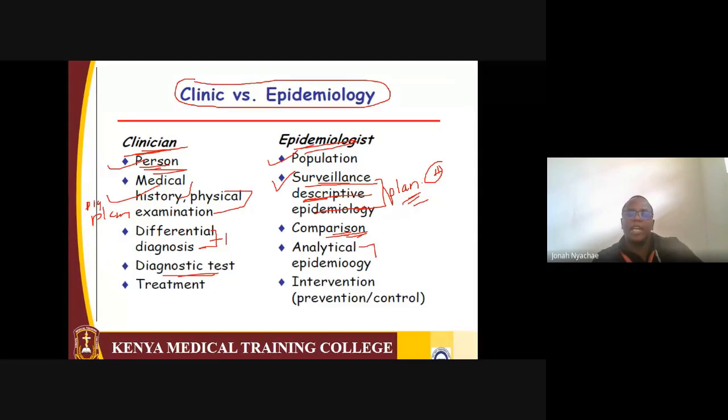They will do tests, while an epidemiologist will try to do analytic epidemiology, where now you are describing the risk factors. You look at the risk factors. What are those risks that when a particular person is exposed to will cause what? A disease. And then for a clinician, they will rely on treatment. There will be treatment, but an epidemiologist does what is called an intervention. No treatment, but intervention, where they will come up with prevention measures and control measures.